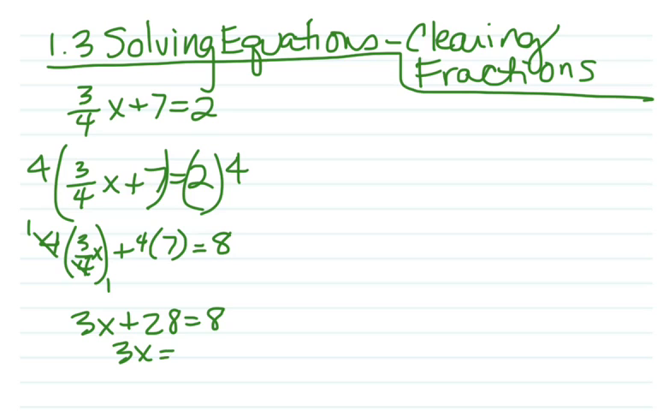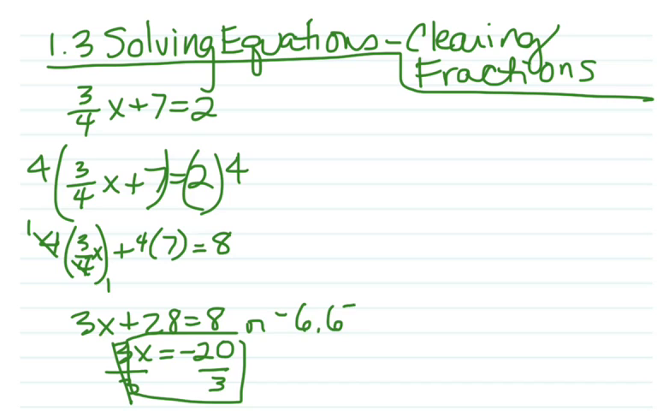Now I just subtract 20 from both sides. Subtract 28 from both sides, divide by 3, and we're done. And we can write it like that. That's a simplified improper fraction, or we can do the division and get a decimal or a fraction.